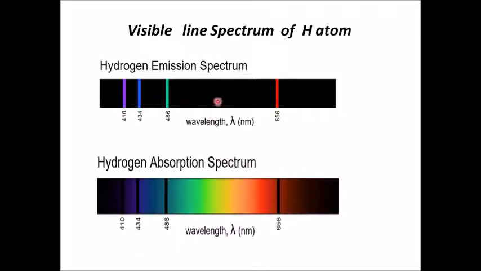This is the emission spectrum of hydrogen, this is the absorption spectrum of hydrogen. In both spectra we see wavelengths from 410 to 656 nanometers. One we see as colored lines, and in the absorption spectrum the same bands appear as dark lines.